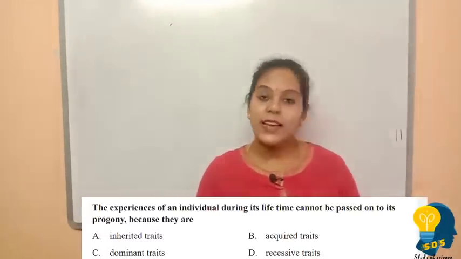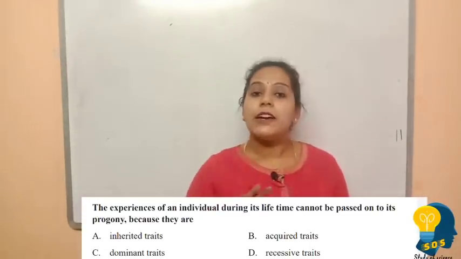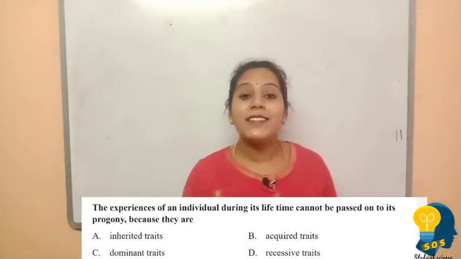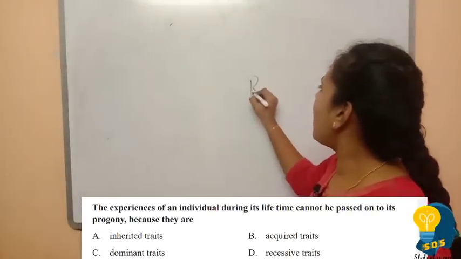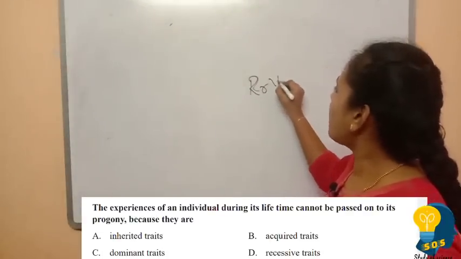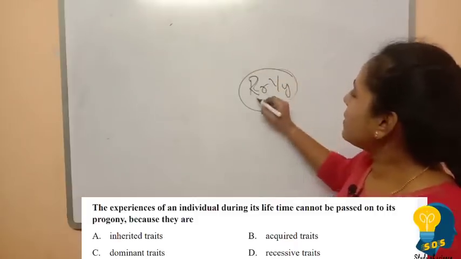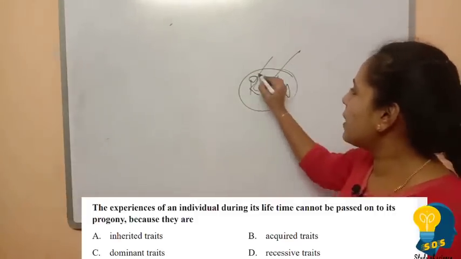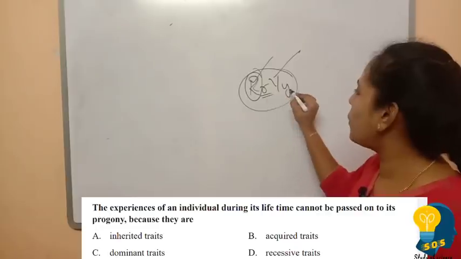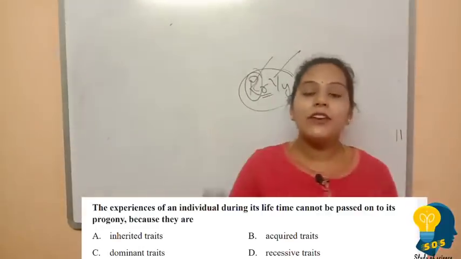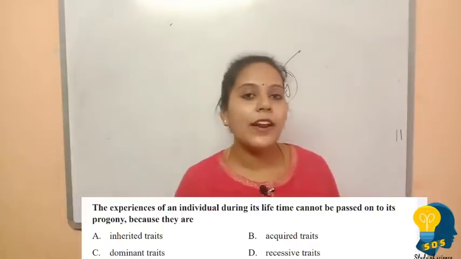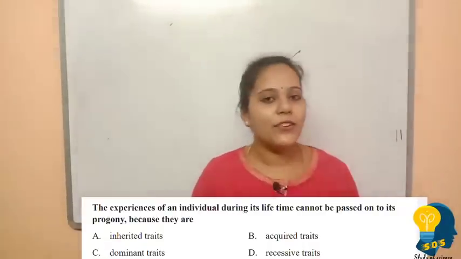Why not option C? What is meant by dominant trait? The trait which dominates over the recessive trait is called dominant trait. For example, when we write capital R, small r, capital Y, small y, we say round yellow. Why? Because here the dominant trait is dominating over the recessive. Small r is recessive. So when a trait dominates over the recessive trait, it is called a dominant trait.